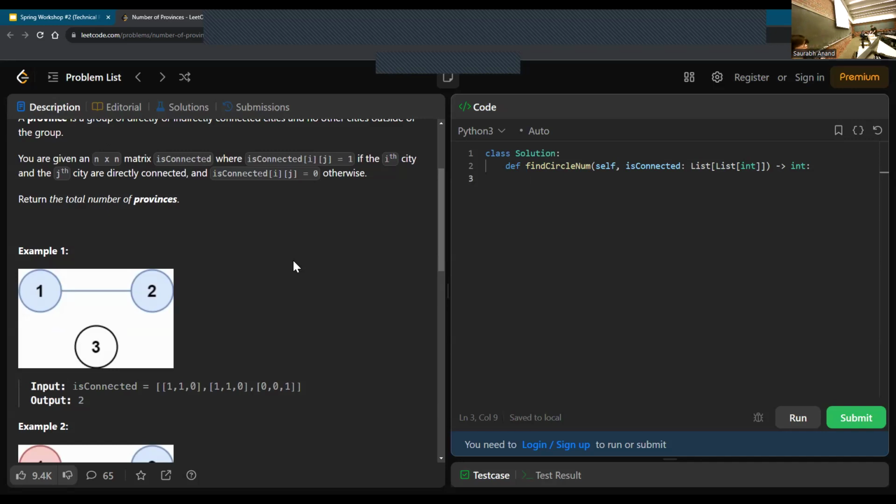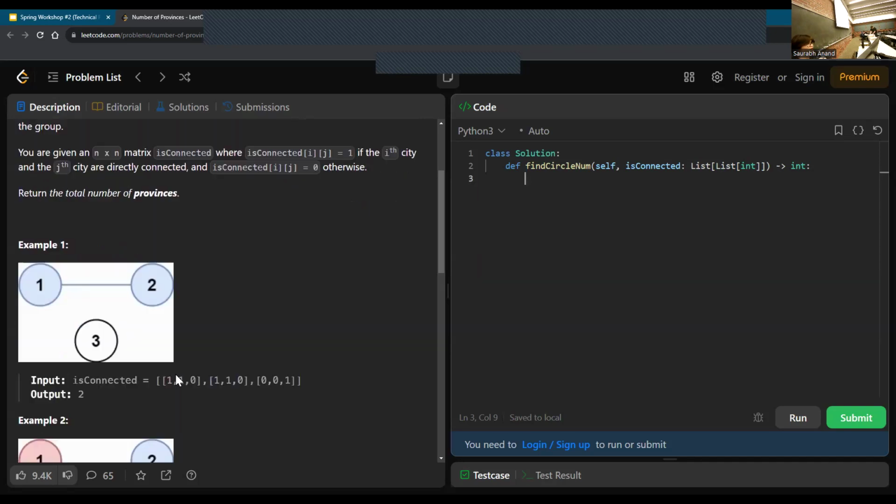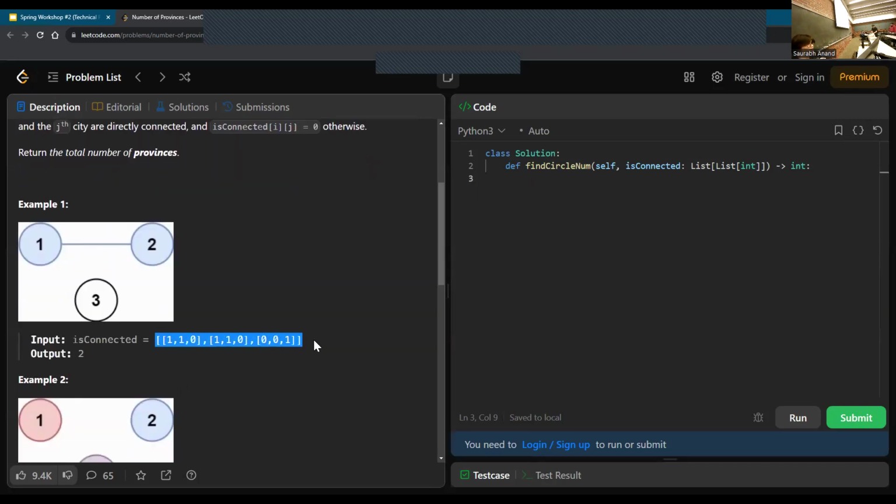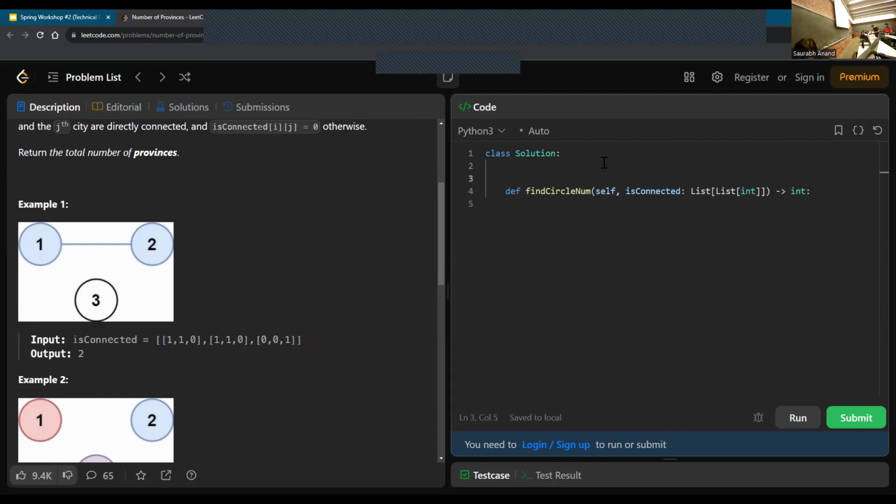One thing to mention is that unlike the grid before, this is an explicit graph, and it's given to us in a form called an adjacency matrix. That means it's a matrix of ones and zeros. A matrix is just like the 2D grid. So in this case, copying down this one: 1, 1, 0, 1, 1, 0 again, and 0, 0, 1.